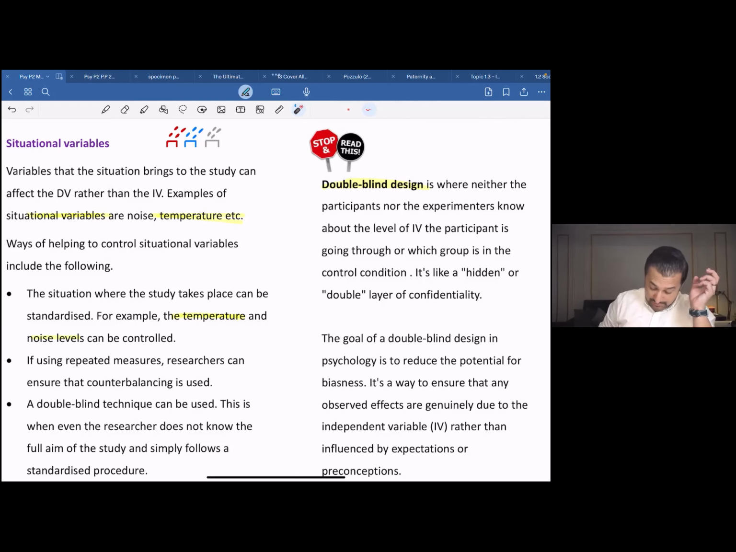Number 3, a double blind technique could be used. This is when the researchers do not know the full aim of the study and simply follow a standardized procedure. If you think you need revision on double blind design, read through this. What is a double blind design? A double blind design is when the participants of a research as well as the researchers conducting the research do not know what particular IV the research is going through. So in a double blind design, the participant doesn't know and the researchers do not know either.